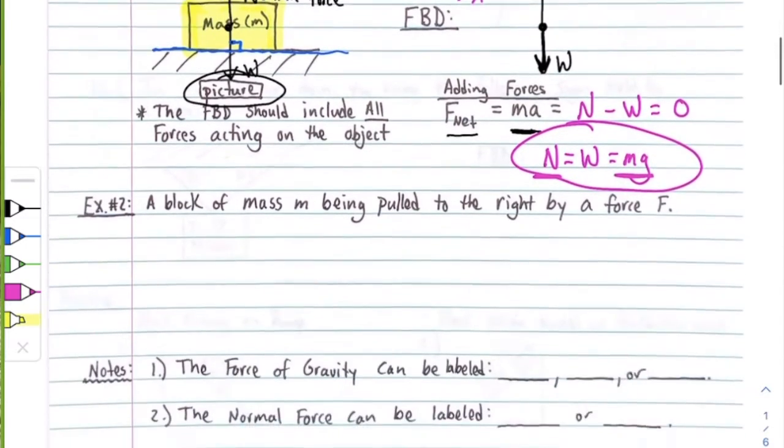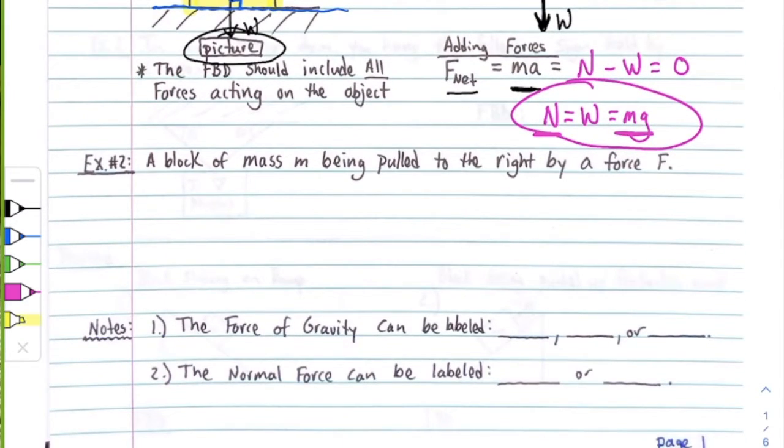All right, let's try example number 2. A block of mass m is being pulled to the right by a force F. So go ahead, hit pause, and then try that one out. Try first maybe drawing a picture, and then drawing an FBD.